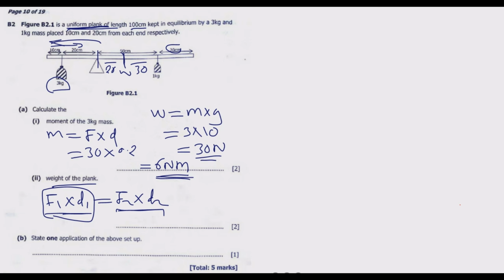Then remember, this moment we've already found to be 6 Newton meter. So from this one we proceed to here. We have 6 Newton meter, which we've already found, must equal all the moments to the left hand side of the pivot. Then what's the weight acting on 1 kg? The weight will be mass times gravity, which is 1 kg times 10. It will just be 10 Newton.